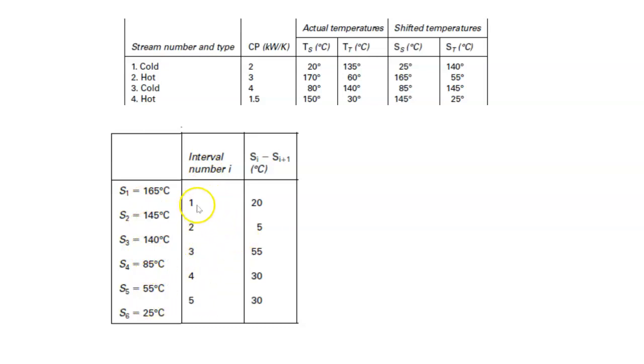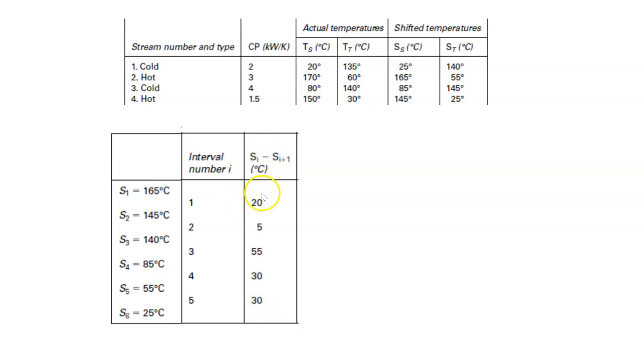Now for every interval, what is the delta T? So delta T is 165 minus 145, making it 20, 145 minus 140, making it 5, 140 minus 85, making it 55, 85 minus 55, making 30, 55 minus 25, 30. So this is delta T for the corresponding interval.